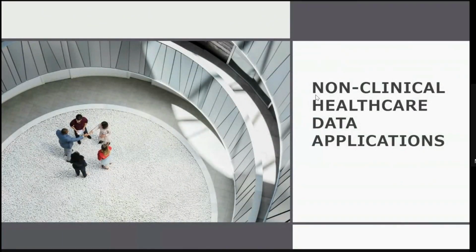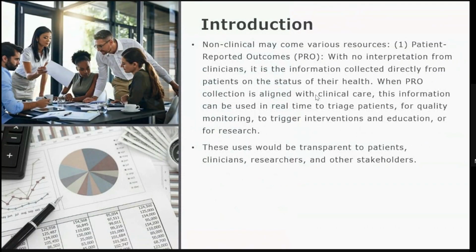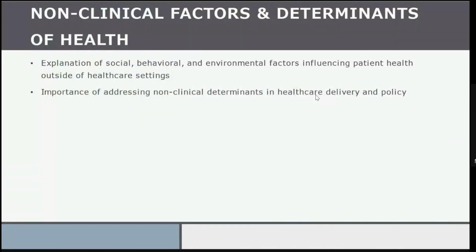So what are the non-clinical healthcare data applications? Let us quickly look at them. When we say non-clinical, that means patient reported outcomes, PRO, with no interpretation from the clinicians. So when patient reported outcomes collection is aligned with clinical care, this might also be used in real time to triage patients, and especially for quality and monitoring purposes. So these uses would be transparent to patients, clinicians, doctors, researchers, hospital administrations, and all the other stakeholders.